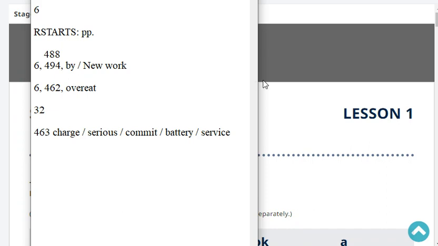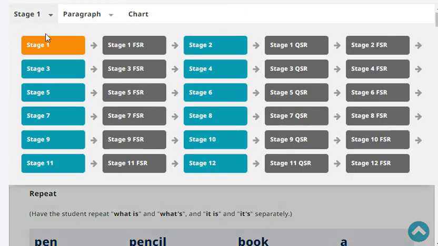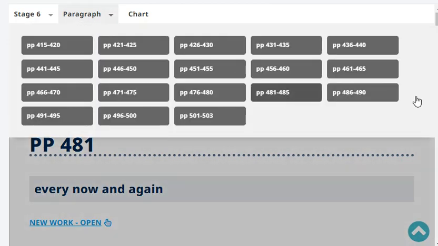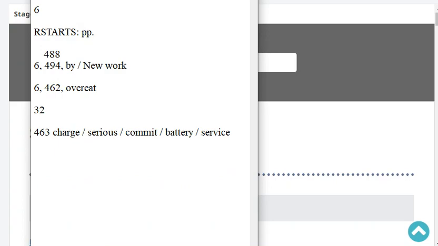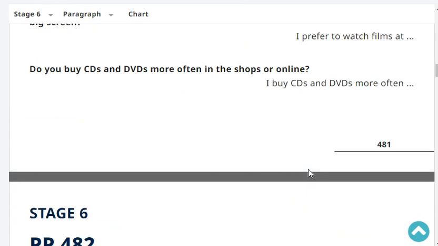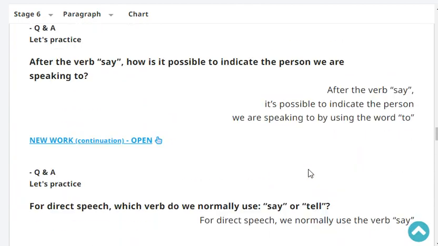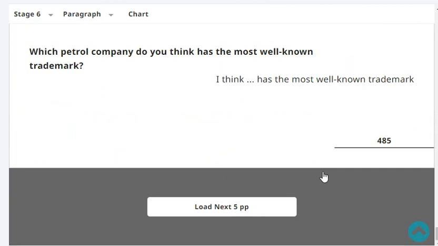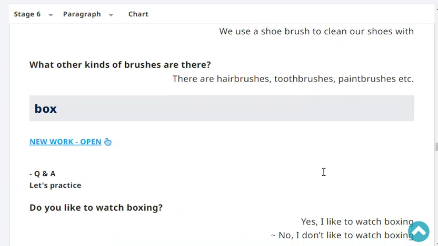Here we are at stage 6, paragraph page 494. And our last headword was "by", new word type of lesson. Okay, so let's start with revision. Ready? Yes. Okay, here we go. First, let me just scroll down. First question.